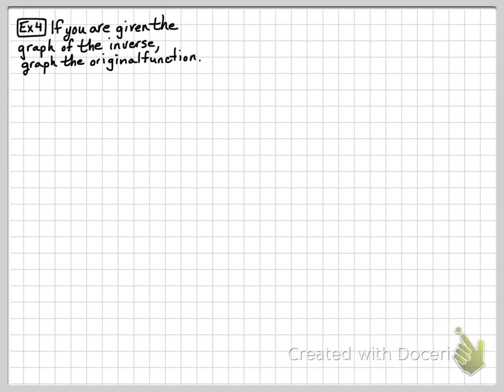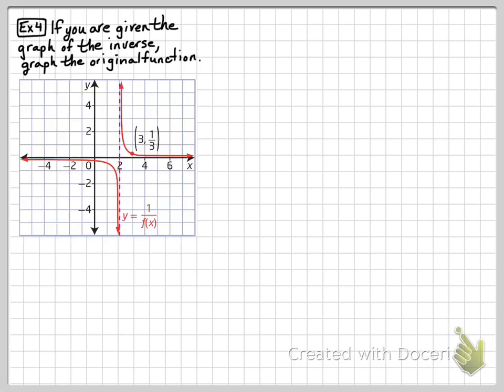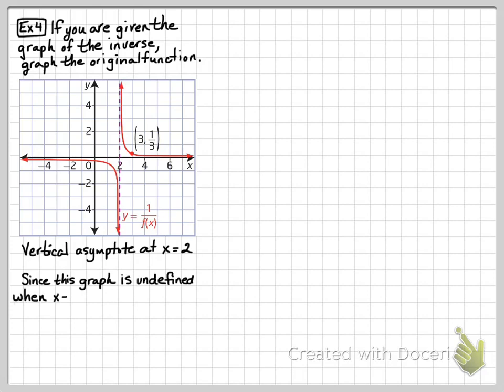In example 4, if you're given the graph of a reciprocal function, they want us to graph the original function. Well, here we have the graph of a reciprocal function. Because of its shape, I can already tell that it's going to be the reciprocal of a line. Now, what do we know? We know that there's a vertical asymptote at x equals 2. What does that tell us? Well, since this graph is undefined at x equals 2, the original graph must have the point on it of (2, 0).